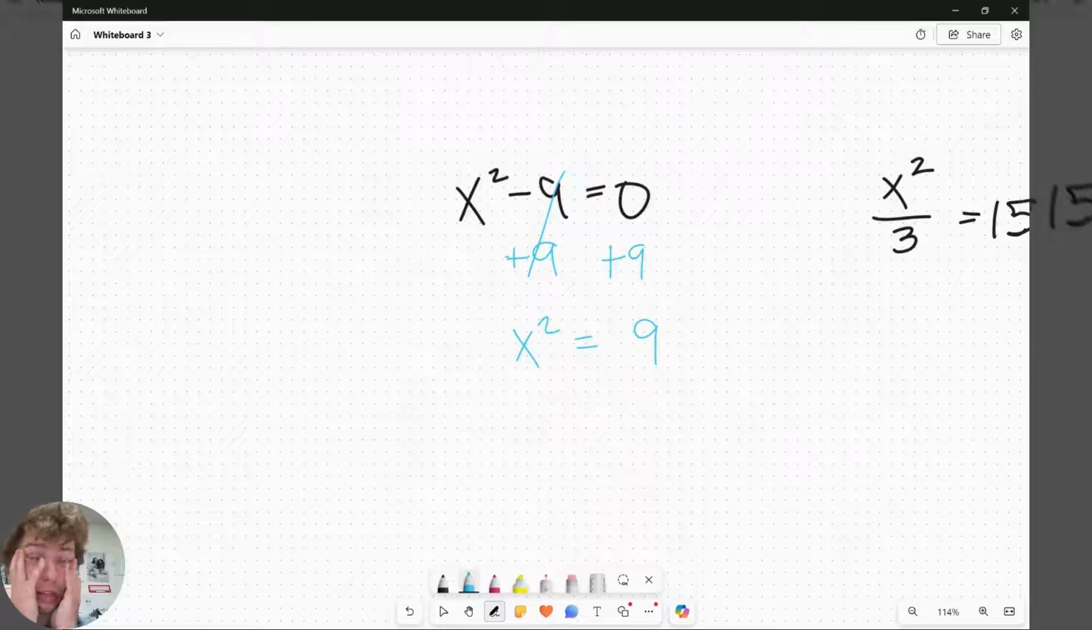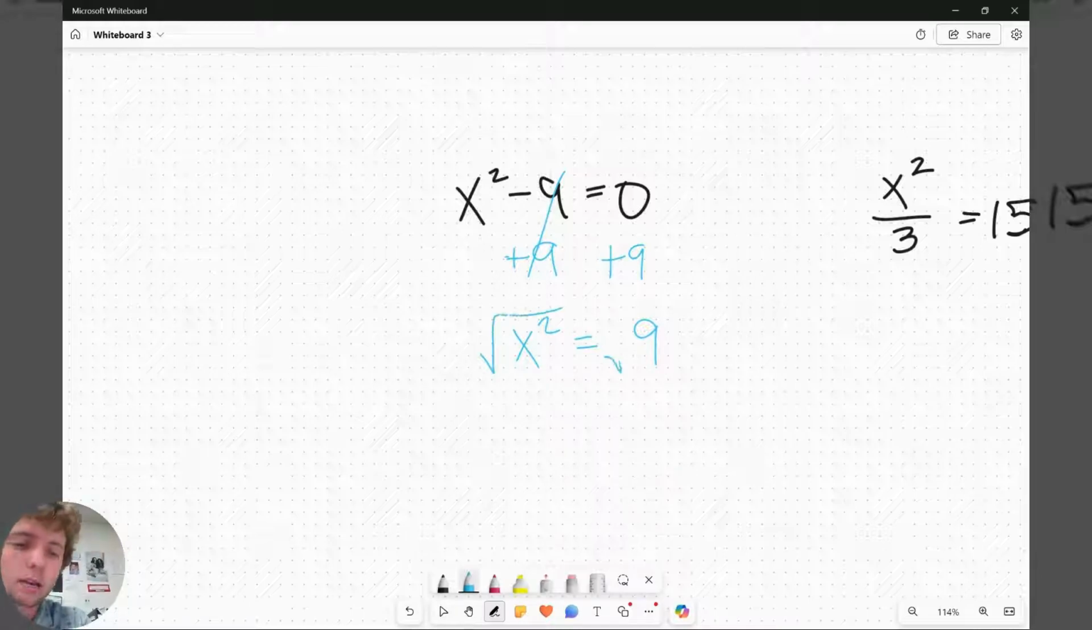So we think back a little bit. What is the opposite of squaring something? The opposite of squaring something, the inverse of a square, is a square root. Squares and square roots cancel, just leaving me with the x.